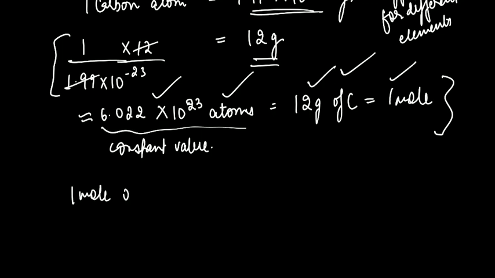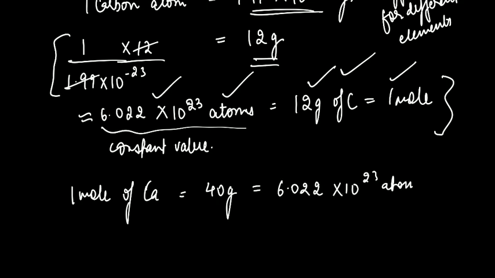So 1 mole of calcium is equal to 40 grams. That is the gram atomic mass of calcium. The mass of calcium is 40. So this is equal to how many atoms? 6.022 × 10^23 atoms. Just remember, it's only 40 grams, we are talking about 1 mole. So if we take 2 moles of calcium, this number will also be multiplied by 2, and this will be multiplied into 80 grams.